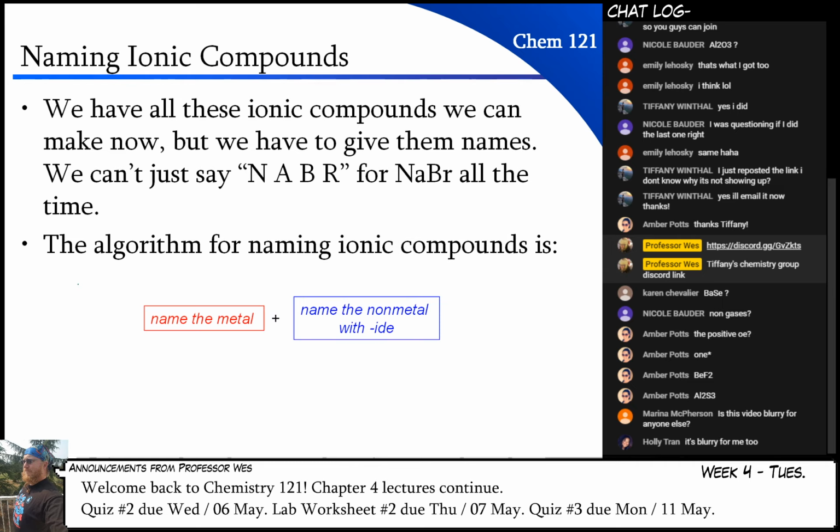And so here's the algorithm for naming things. This actually looks a lot simpler than it is. There's going to be a little bit of information that we're going to deal with in each of the boxes. But the first thing I want to point out is name the metal. You already know what all the names of all the metals are. This is just straight off the periodic table, with some exceptions.